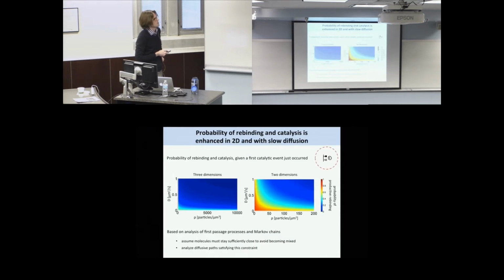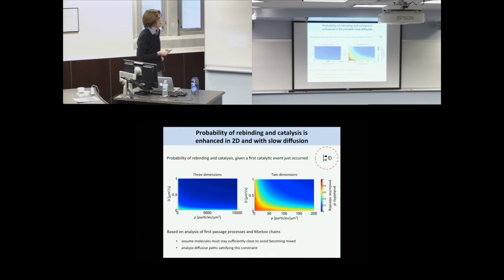And so we've developed some methods that use ideas from first passage processes, Markov chains, for 3 dimensions and 2 dimensions. And so one can just quantify then as a function of concentration of molecules and as a function of diffusion coefficient, the probability that these 2 molecules come back. And so clearly it's suppressed in 3 dimensions compared to 2 dimensions.